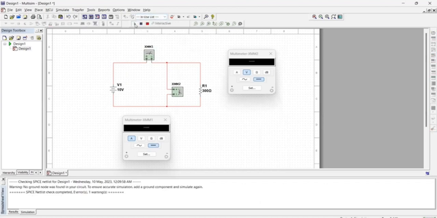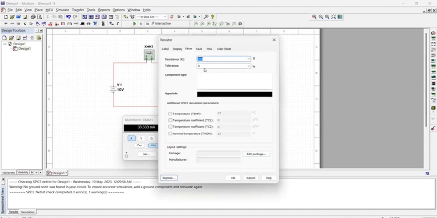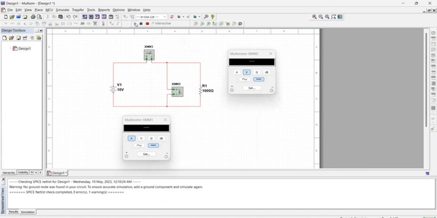So we run the simulation, and the value for current is 53.33 milliampere. Okay, so next, the last value is 1000. We run the simulation, and then we got 10 milliampere. Okay, I think that's all for exercise 1A, activity 1.